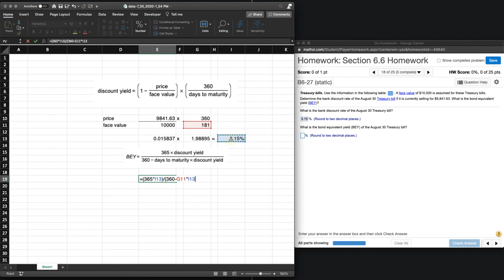Okay. So that looks like our bond equivalent yield, and again, in this case, they want it in percent, 3.25. Let's go ahead and punch that in.